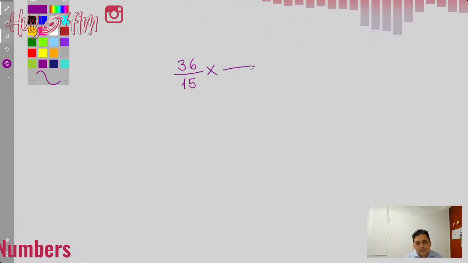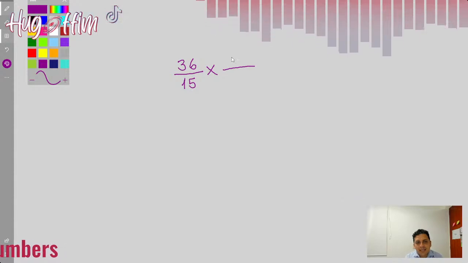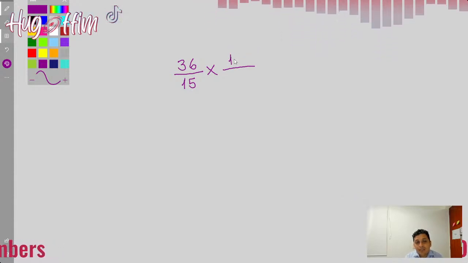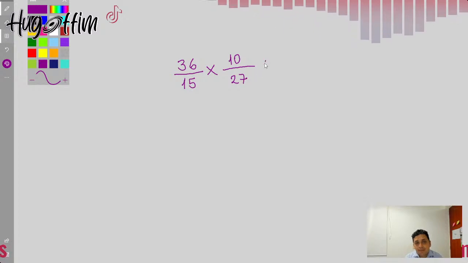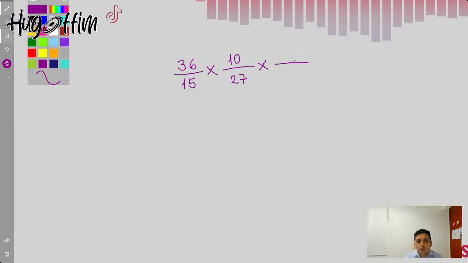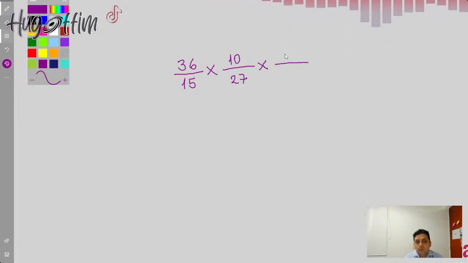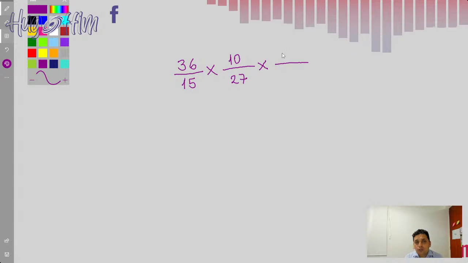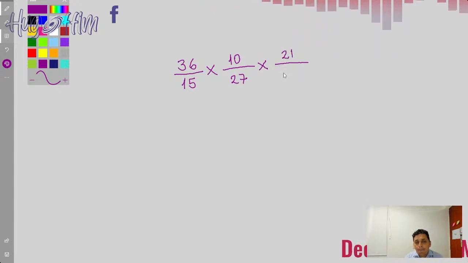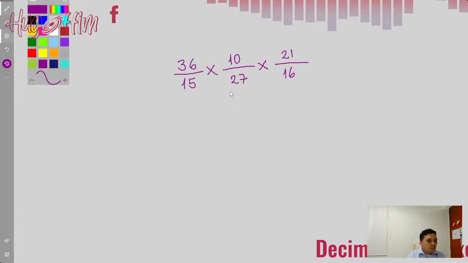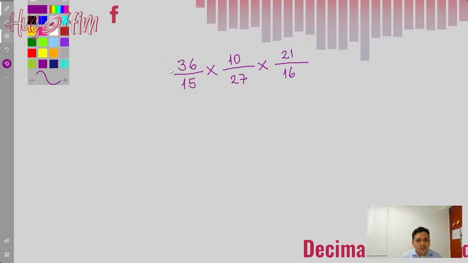Now let's say that I'm going to put this fraction, 36 over 15, times 10 over 27, times, and now let's put 21 over 16. Okay, so imagine that you're asked to multiply these 3 fractions.